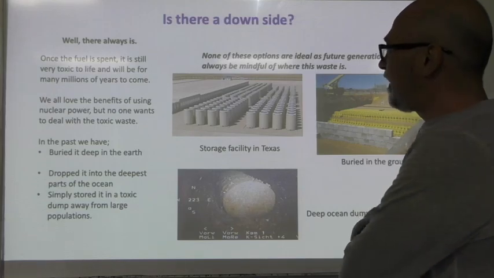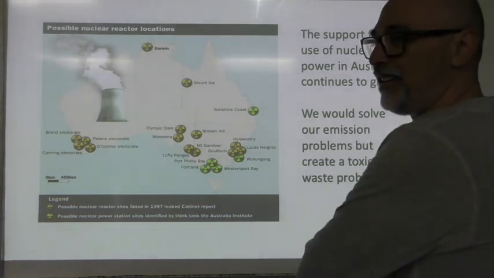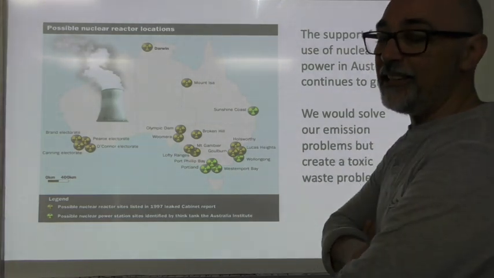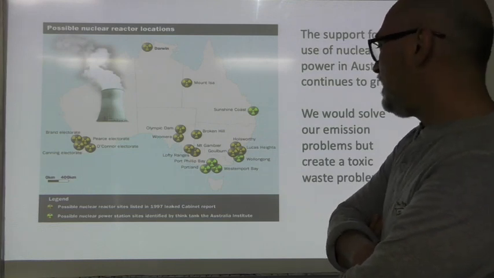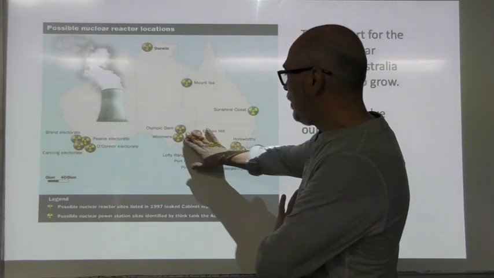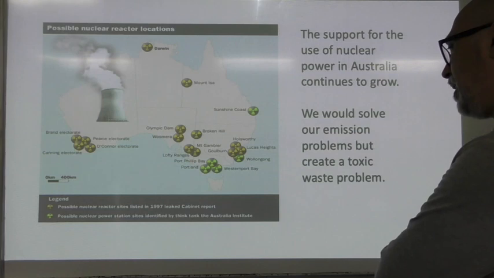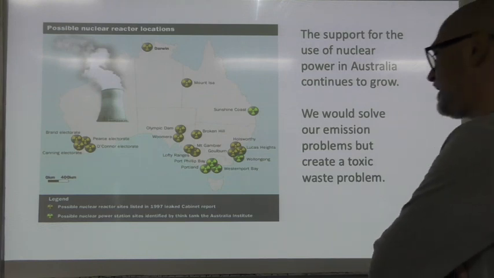There's a lot of waste out there. Australia has a lot of empty space in it, and so again the debate rages over whether we should be using our nuclear energy or not, using our reserves. So you can see here, these yellow circles have been proposed as nuclear reactor sites. They were proposed. They didn't actually happen. In green, we're looking at possible nuclear power station sites identified by a think tank in Australia.